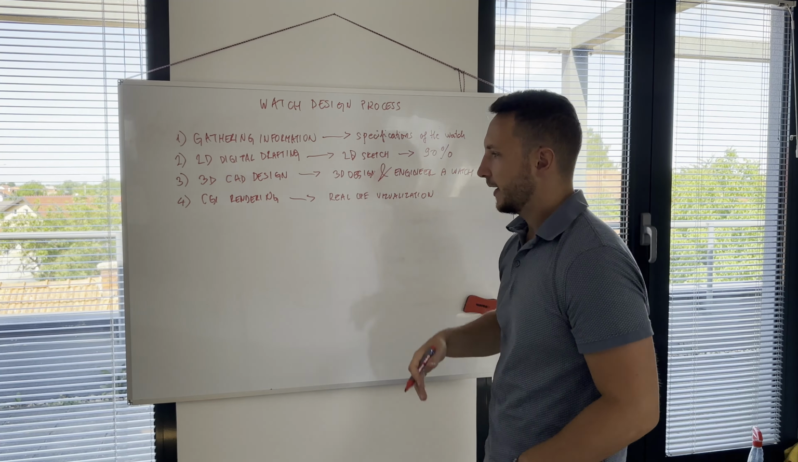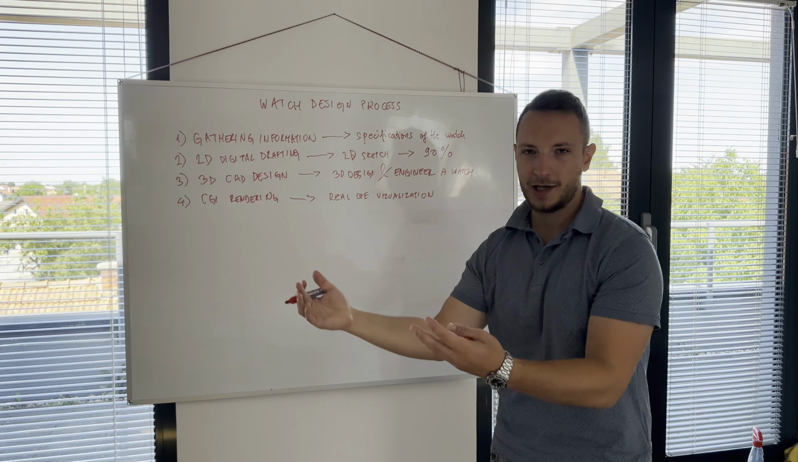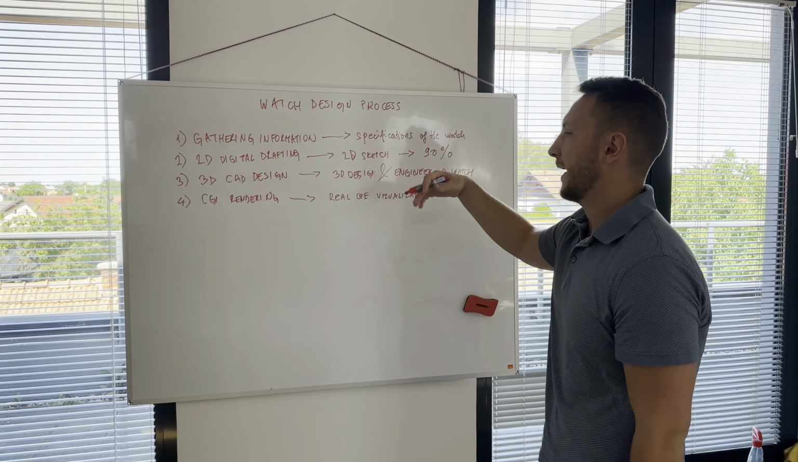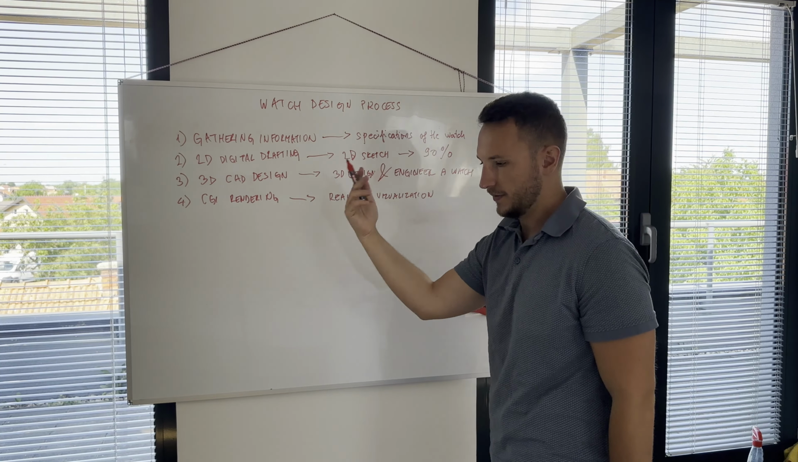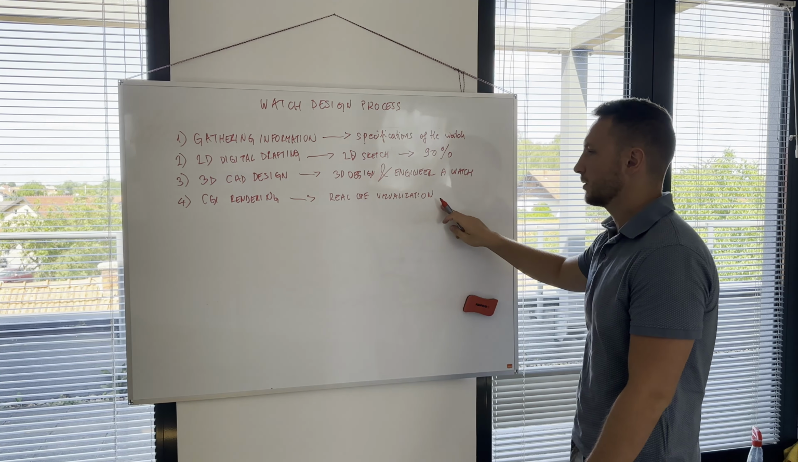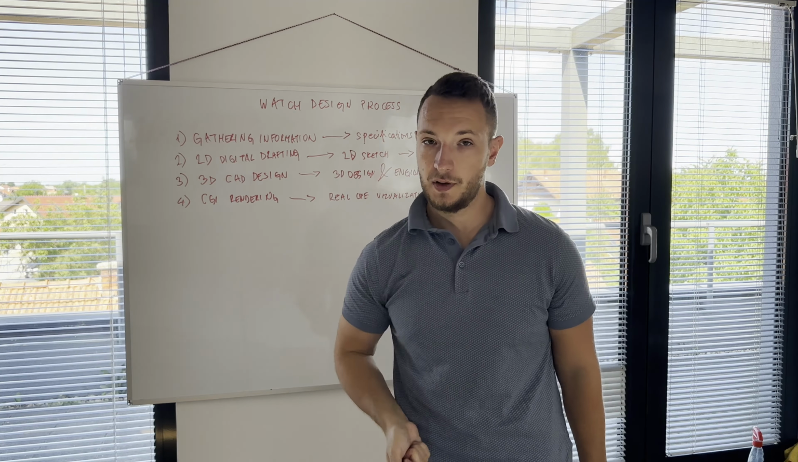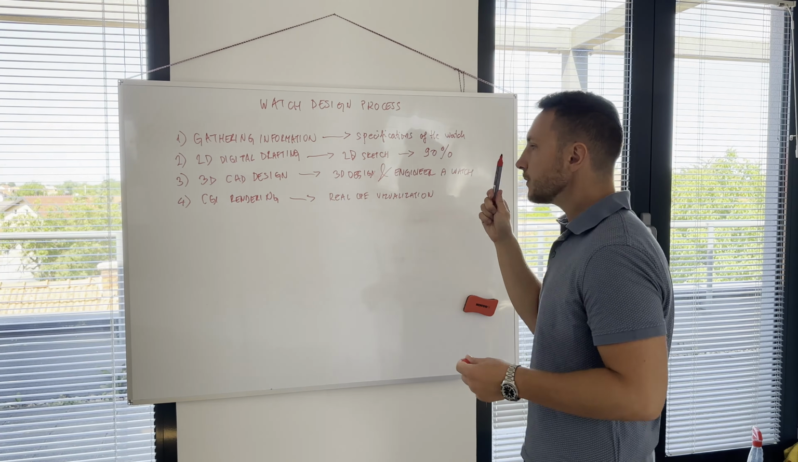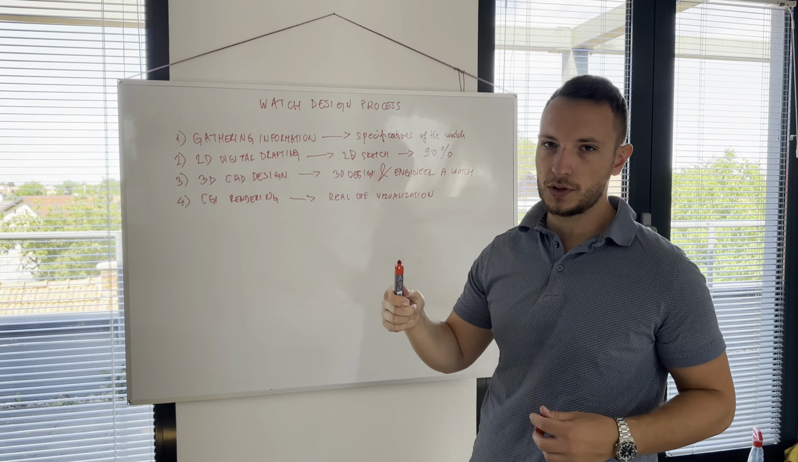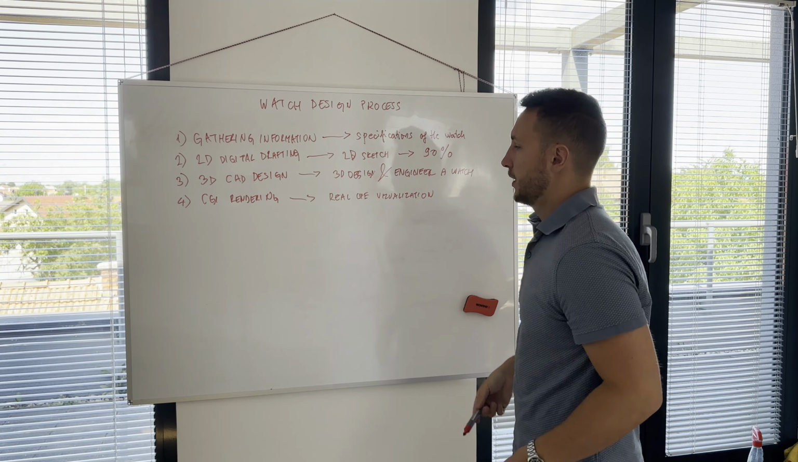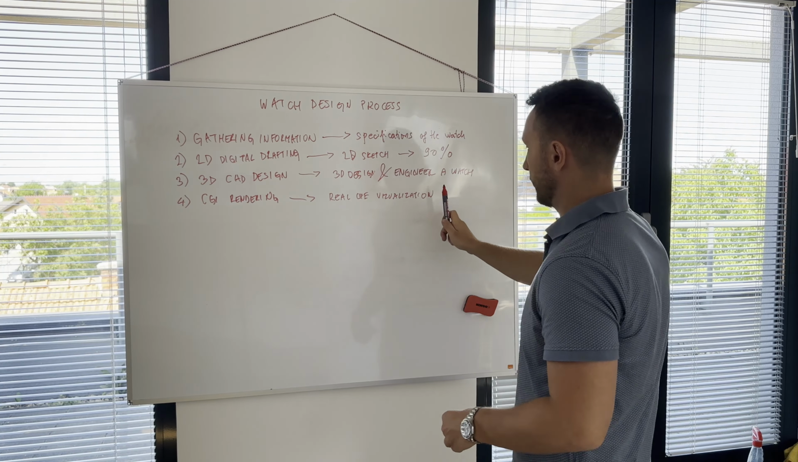And through all the steps, I communicate with the client, of course, and we go back and forth and make changes and adjustments if needed. But this is one of the most important things, because it helps the client, or yourself if you're designing your own watch, to actually visualize how it would look when it's actually produced. So that is stage number 4.